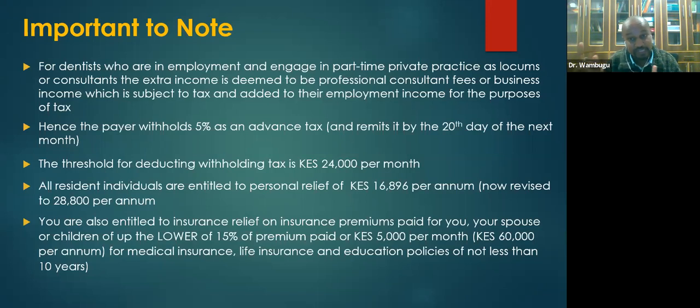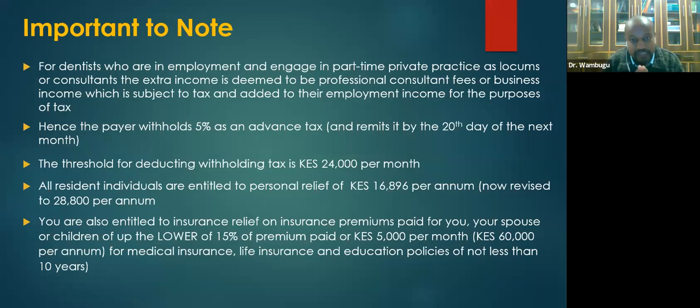And usually when you go to iTax, you'll find that those tax credits are given there, and they're remitted by every 20th of the next month. The threshold for deducting withholding tax is 24,000 shillings. So for example, if I work in a hospital as a consultant and I make 20,000 shillings, they are not supposed to withhold any tax because I have not met the threshold. The threshold is 24,000 shillings.